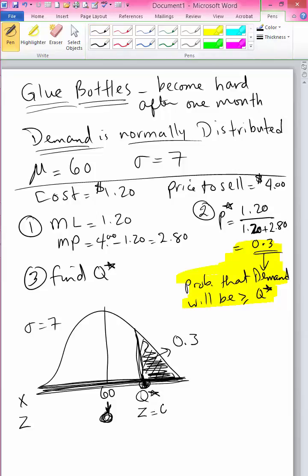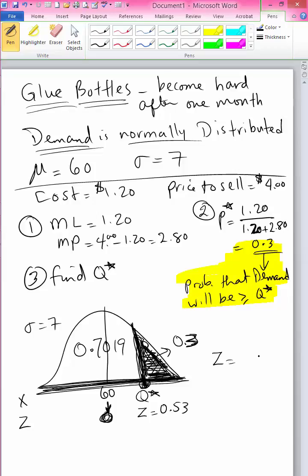So the z value is 0.53, because from the table I noticed that 0.7019 was this area, this unshaded area. I don't want to go with 0.52 because that would put me a little bit lower than the 30% that I was looking for as the area to the right of my Q star. So z is equal to 0.53.